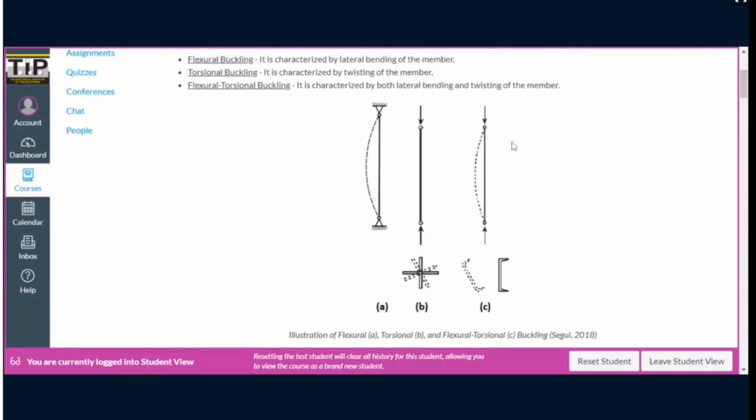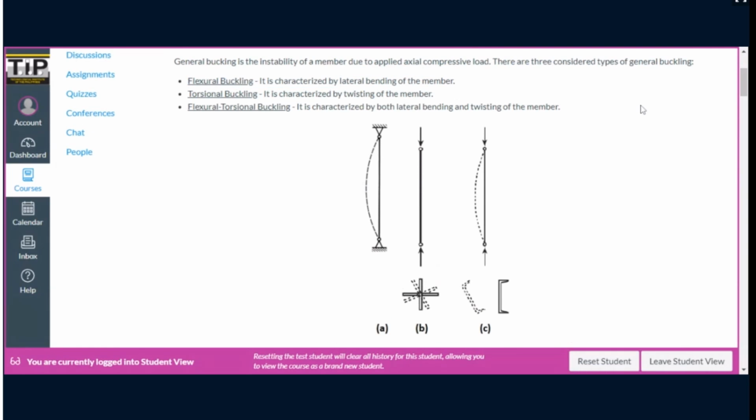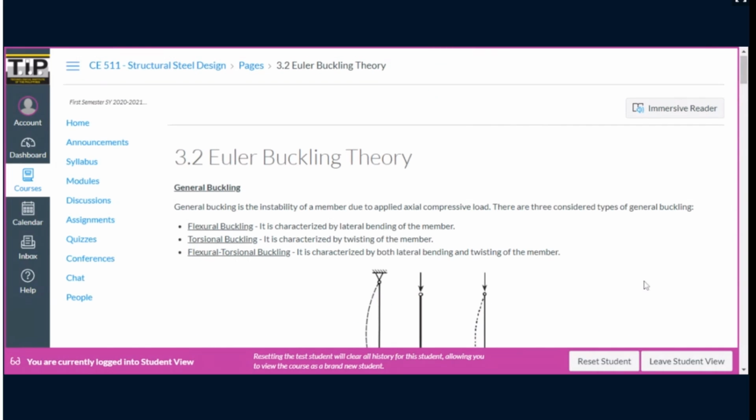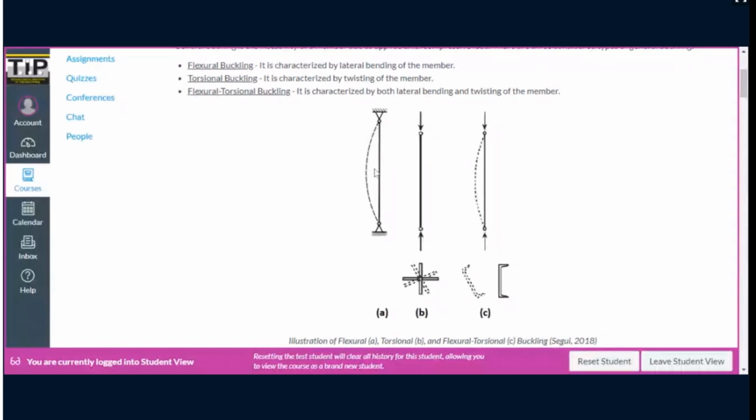So how do we differentiate the three? Flexural buckling is characterized by the lateral bending of the member. Here in figure A, we see that as you apply the compression load, the member just deflects. If it just deflects, that's what we call flexural buckling.